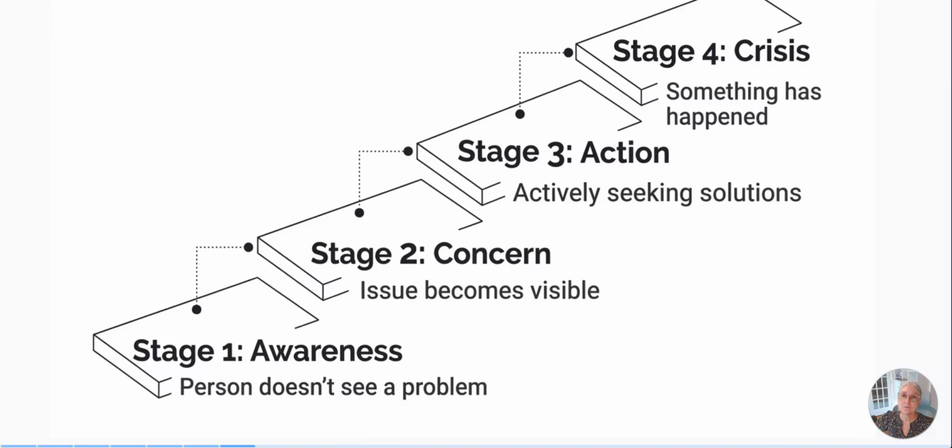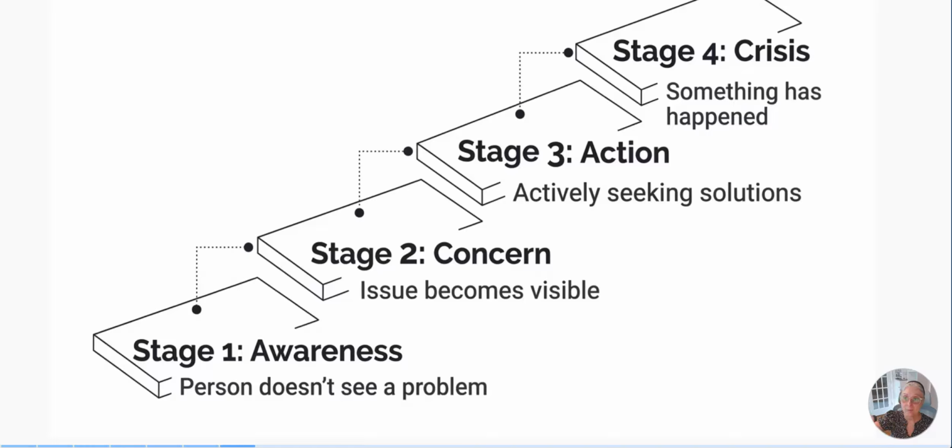And then stage 4 is the crisis, which is what we often see: something's already happened. Mom fell, broke a hip. Dad fell, crashed through the shower glass doors. I haven't done that, but I've treated patients that have. Something's already happened, so now everyone's on board. Oh my God, what do we do?